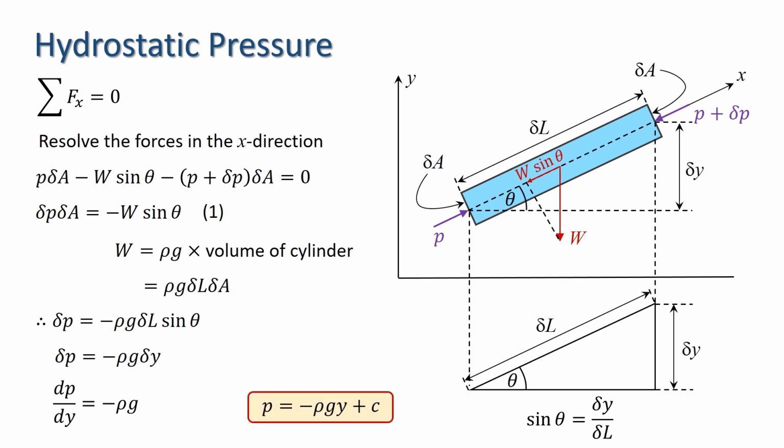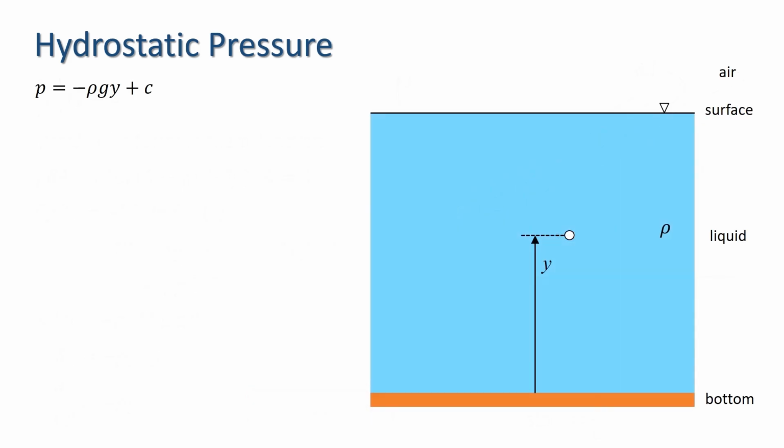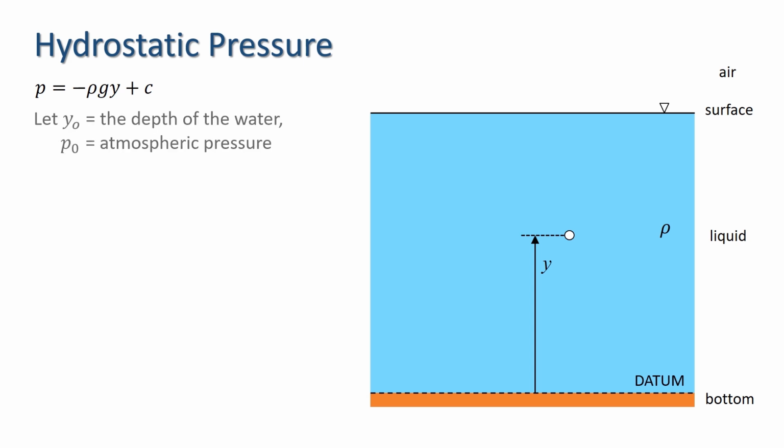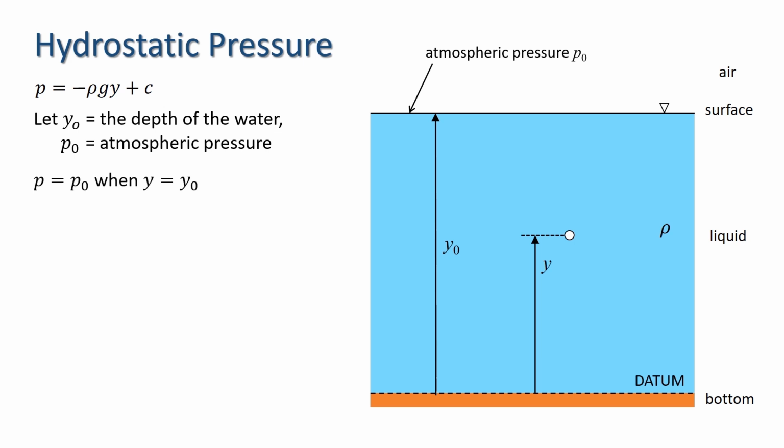Now, if we want to have an equation that's usable, we need a value for the constant of integration C. So let's think about what the distribution of pressure looks like in a fluid with a known base and free surface. We can formulate a boundary condition for this case. If we let the bottom of our domain be the datum for y, and let y0 be the depth of the water and p0 the atmospheric pressure, then our boundary condition is P equals P0 when y equals y0.